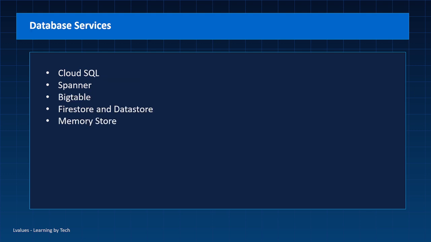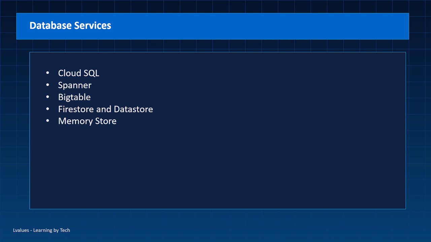Now database services. In database services, there are 5 services here. There are many, but in this course I will cover only 5 because these are the more important services which are being used by the organizations. So Cloud SQL, we will cover. There are 3 databases: if someone has already worked on MySQL, Postgres and SQL Server, they can easily work on the Cloud SQL services. Cloud SQL is a regional service.